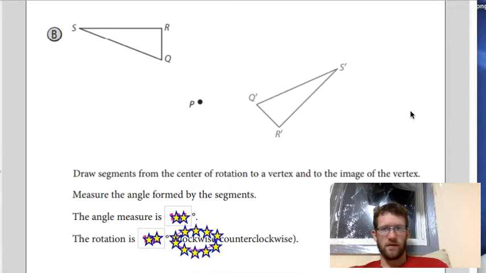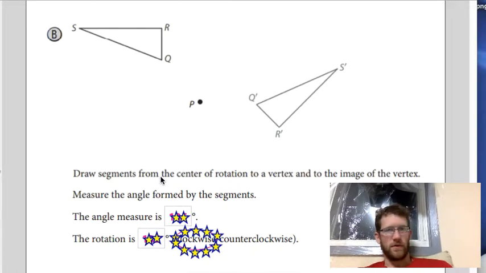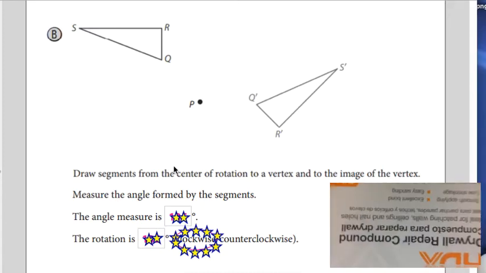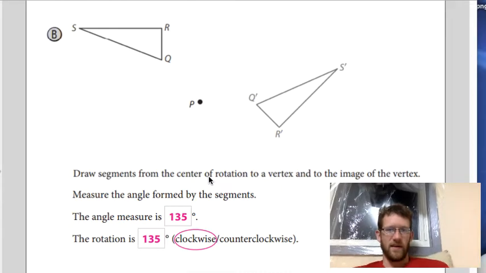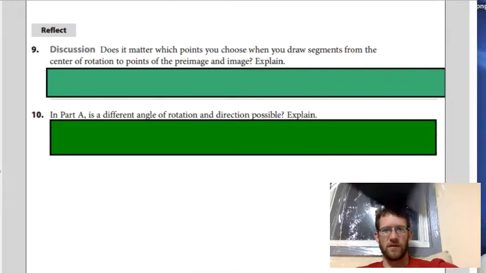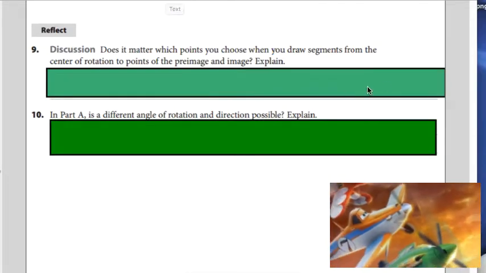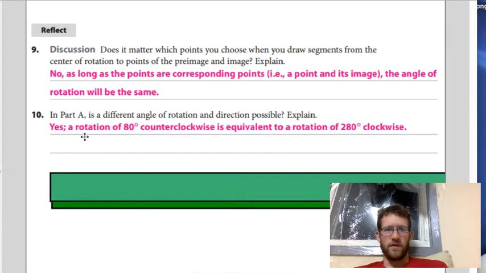Read the steps there. Oh, we can do this one too. Sure. Go ahead and do that one. Pause. Look at that. It was clockwise. 135 degrees. Okay, and go ahead and answer these ones. See what you come up with. So no for the first, yes for the second.